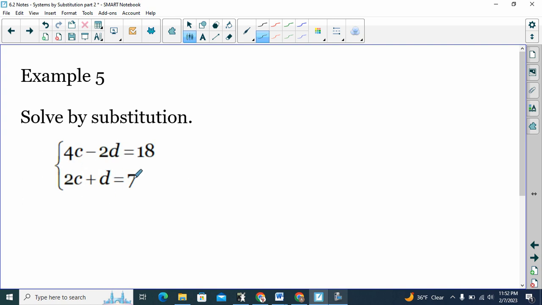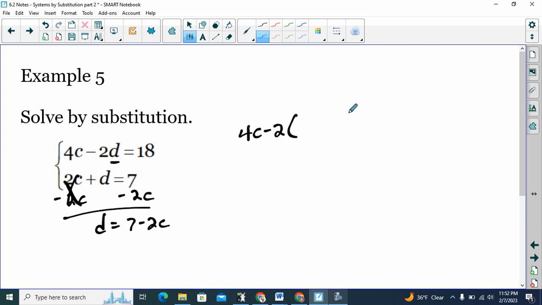So we're going to solve this equation. We're going to solve for d. We can do that by subtracting 2c from both sides. d equals 7 minus 2c. This equation now says d equals, so we can replace this d with 7 minus 2c. 4c minus 2d equals 18. Instead of d, we are putting in 7 minus 2c.